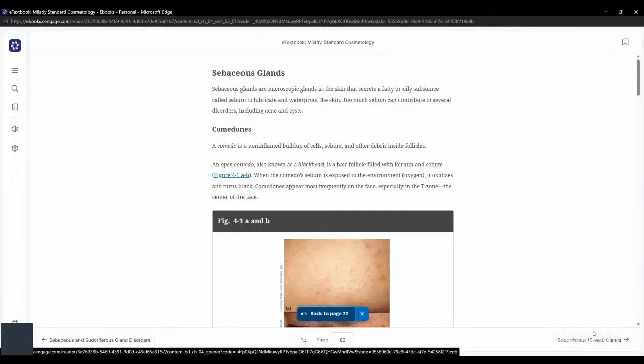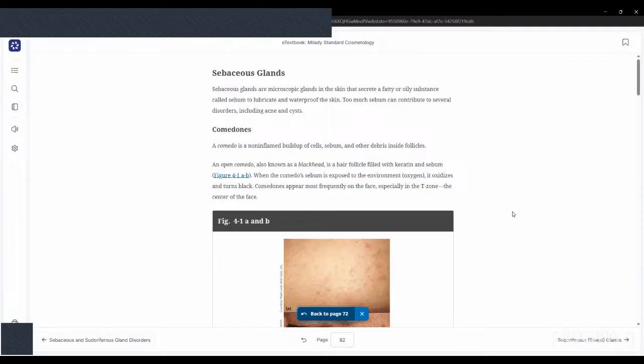So yes, you can have them under your arm. Yes, you can have them on your scalp. But primarily you find them on the face. On the face, the cheeks, the nose, the chin, those are areas where you'll find blackheads, especially in the T-zone.